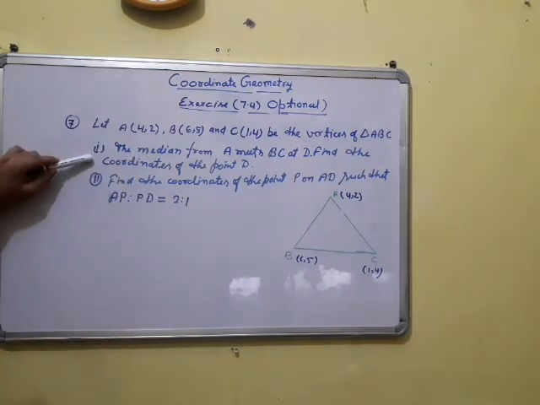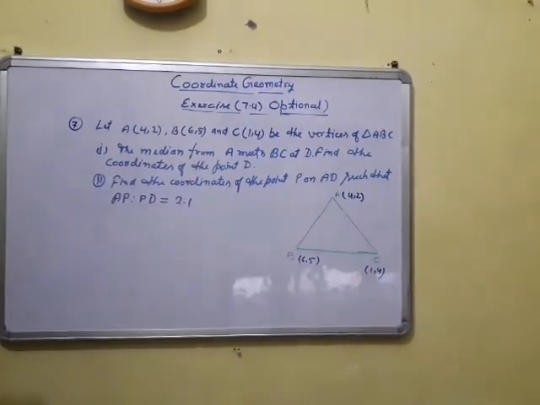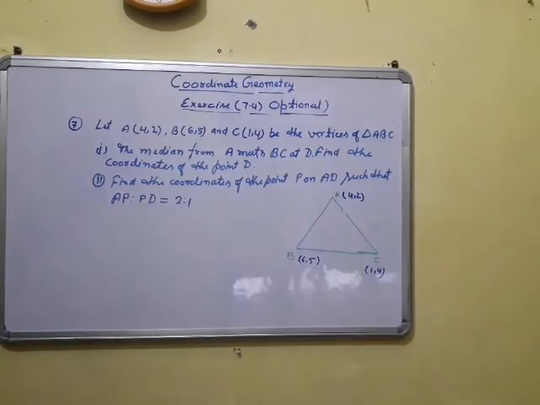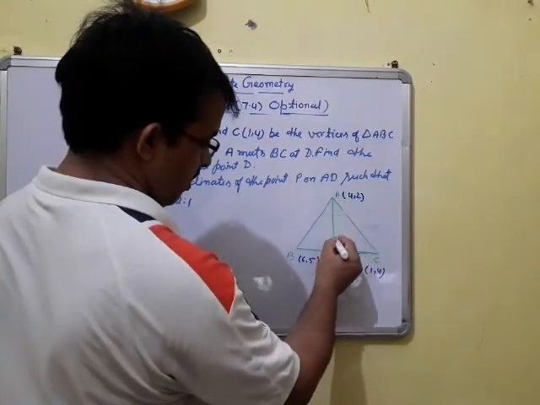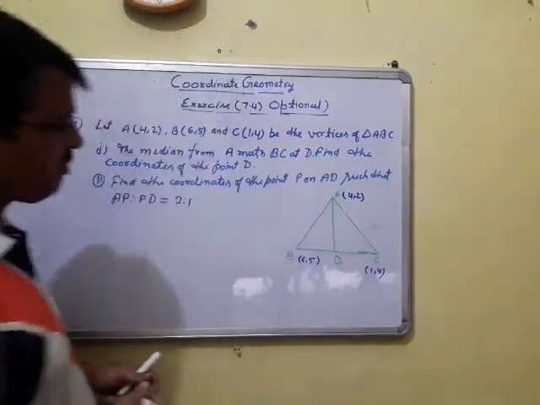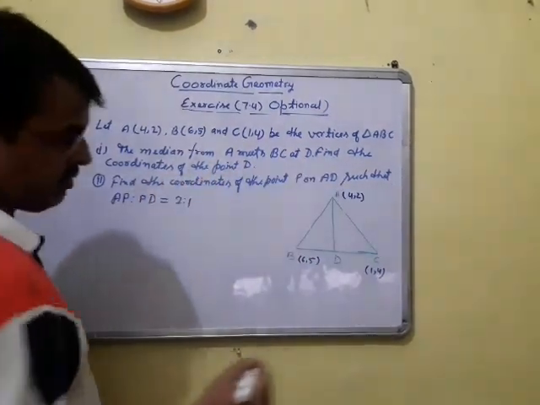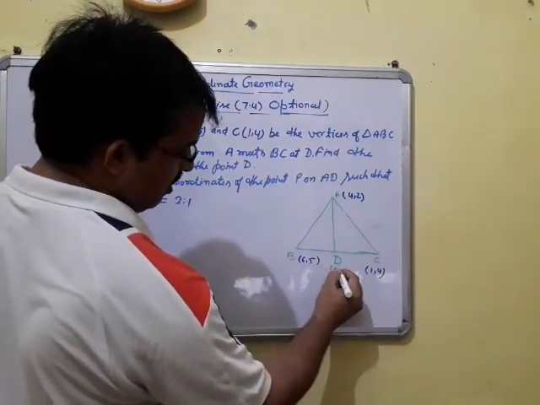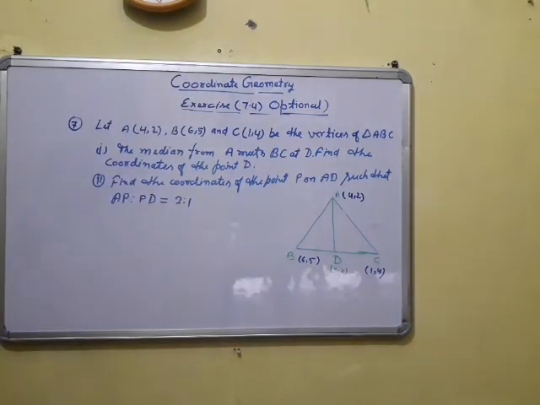अब आप देखो इसमें क्या कह रहा है कि the median from A meets BC at D. अगर हम इस पे मीडियन डाल रहे हैं, A से BC पे मीडियन है, तो this one is the median, this one is the D. क्लियर. At D, find the coordinates of D. अब हमें D की कोऑर्डिनेट्स फाइंड करनी है, इसका x और y. क्लियर.